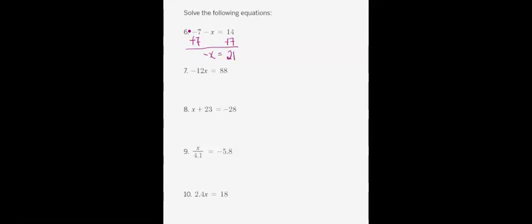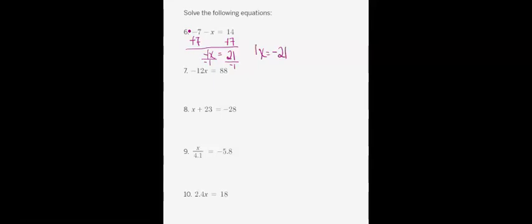Now, I don't want to know what negative x is. I want to know what positive x is. So I have to undo this. This is the same thing as saying negative 1 times x. I want to get rid of that negative, so I'm going to undo the multiplication. So I'm going to divide by that number, because it's an understood one. The coefficient of x is an understood negative 1. And whatever I do to one side, I do to the other. So these negative 1's cancel each other out, and I get x equals negative 21.